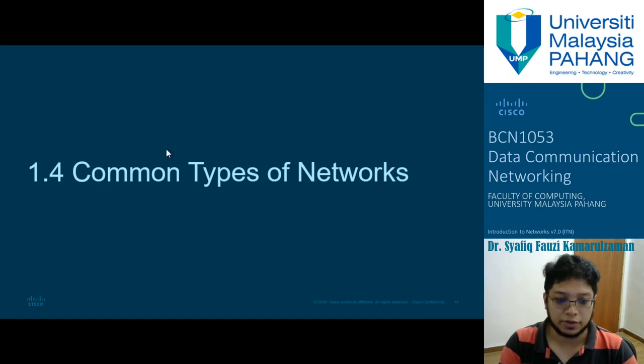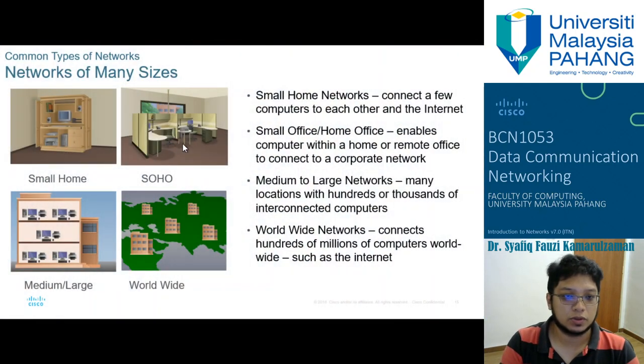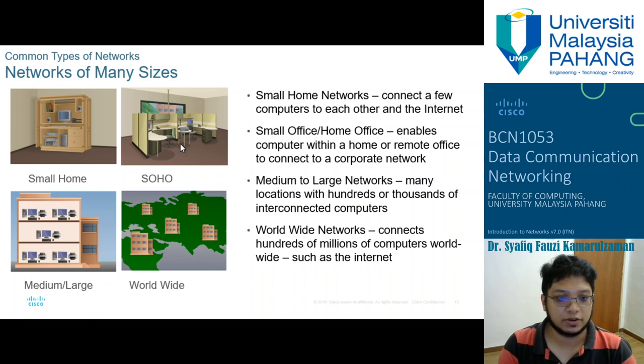So what are the common types of networks that we have? There are many networks, and there are many sizes of networks around the world. An example is small home networks, where your own computers, printers, laptops, and tablets are connected to each other through a router, and they are connected to the internet through that router.